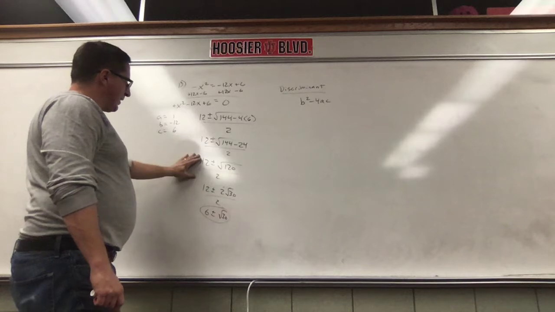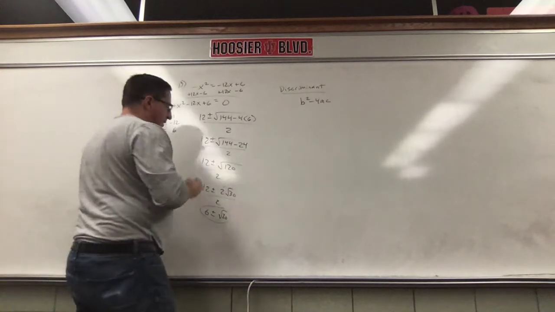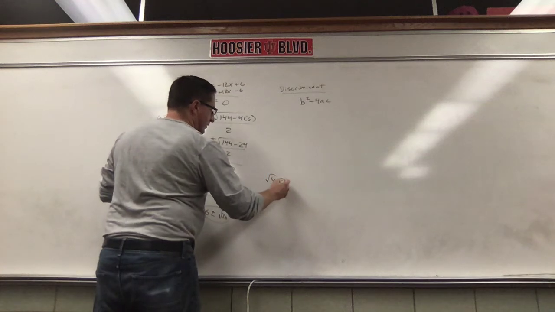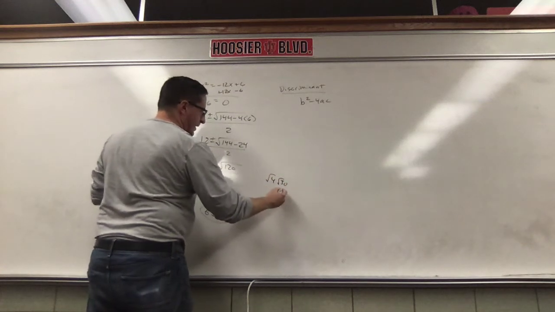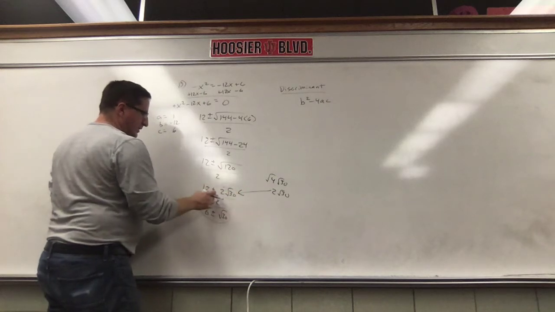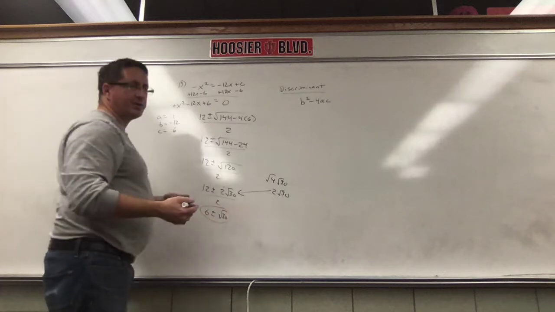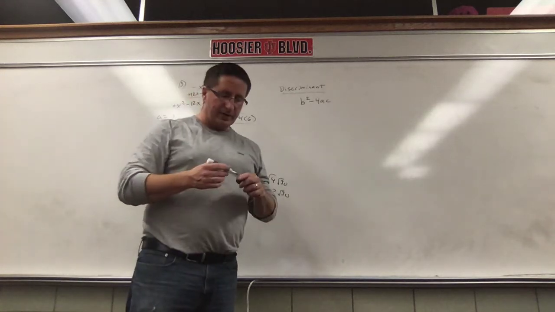We got to this point right here. We broke up radical 120 into radical 4 times radical 30. Radical 4 is 2, so 2 radical 30. So I put 2 radical 30 right here. 2 goes into each of these. 2 goes in here 6 times. 2 goes into 2 once. So 6 plus or minus radical 30. So 6 plus radical 30, 6 minus radical 30.